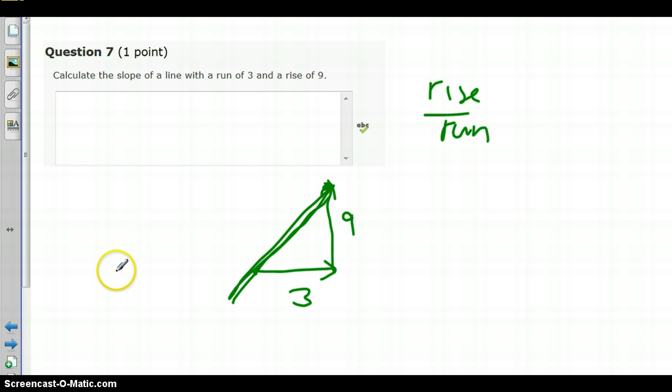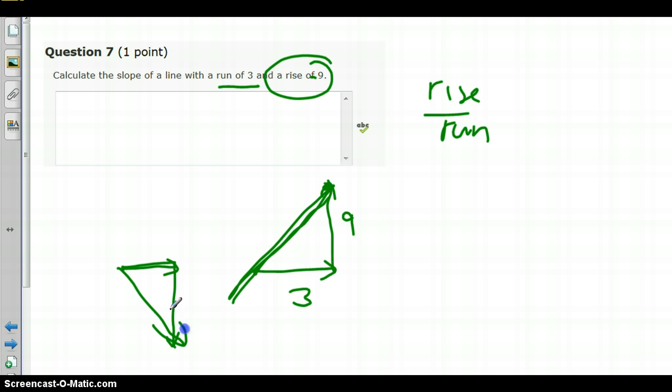And then you look at other things. We usually talk about our runs in positive. We usually go this way. We go left to right. And then our rise can be negative or positive. So if I had a rise of -9, for example, I would go over 3 and then down 9.